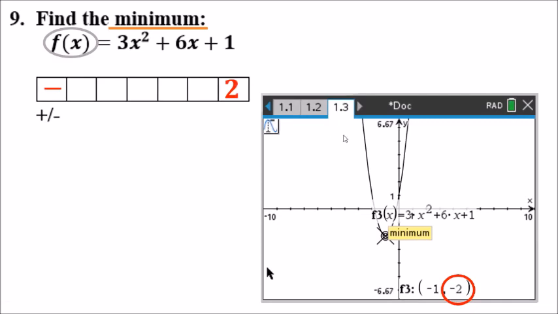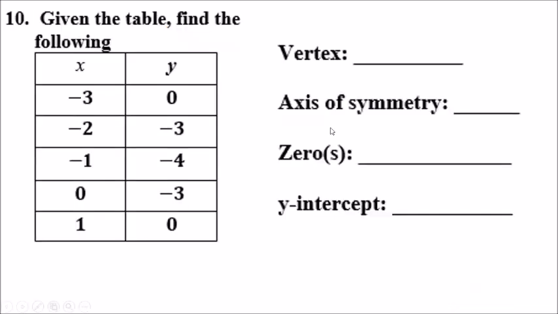Okay, let's take a look at the next problem, number 10. Number 10 is giving us a table, and it wants us to find the vertex, the axis of symmetry, the zeros, and the y-intercept. Okay, this one's a little bit more tricky because I don't actually get to look at it. If you would like to try to graph this, you're welcome to do that. That is a helpful way to get a visual on it.